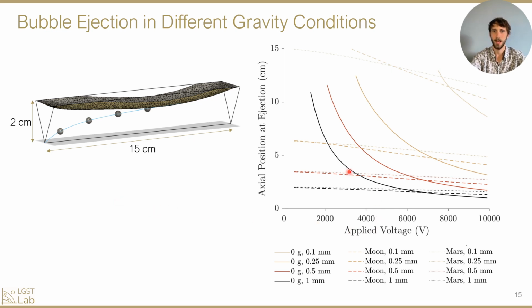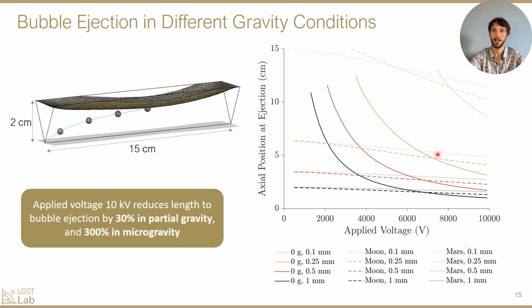If we look at the lunar and Martian cases, which would be the dashed and dotted lines respectively, we see a similar trend in that it takes a smaller distance, but it's still significant, but not as effective as in the microgravity case, due to the effect of buoyancy already aiding in the expulsion of the bubbles.